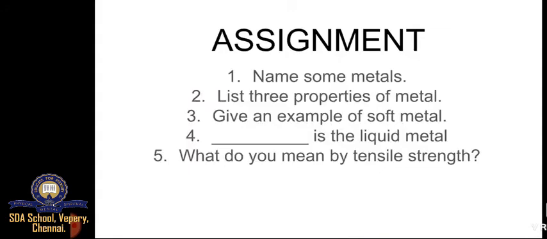Here is your assignment. Name some metals. List three properties of metals. Give an example of a soft metal. Blank is the liquid metal. What do you mean by tensile strength? Write these assignments in your rough note.